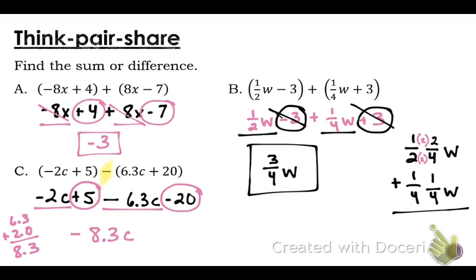Finally, plus 5 minus 20, what do I get? Negative 15. Can I combine those terms? No. A lot of people just left the C out. If it's in the C family, you've got to keep the C there.